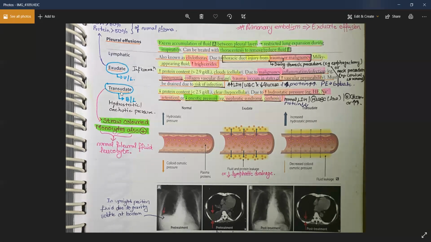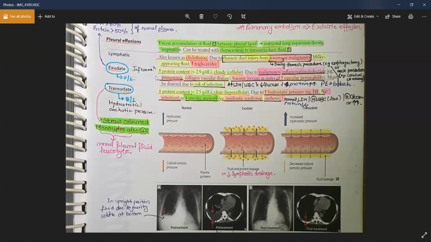Now the other type of fluid is the transudative type, and it happens because of an increase in hydrostatic pressure. Permeability is totally normal, but the hydrostatic pressure is increasing. And I told you, whenever you have an increase in the hydrostatic pressure, that can lead to more exchange of fluid, right? So you won't have any cells in that because cells cannot cross this barrier. Proteins cannot cross this barrier, or only a very slight amount of protein can cross.